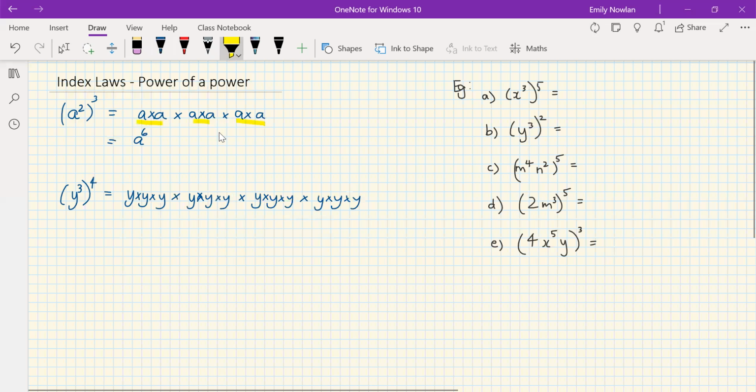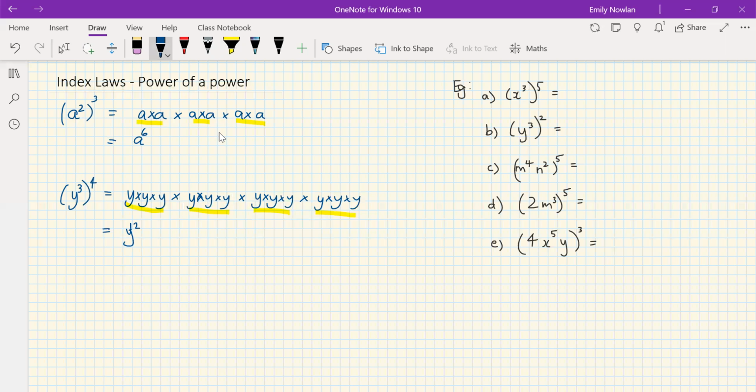So if I was to look at that, I've got y cubed, that's y times y times y, times by another y cubed, times by another y cubed, times by another y cubed. That's y cubed times by itself 4 times. And if I count how many times I'm timesing it by itself, it's y to the power of 12.